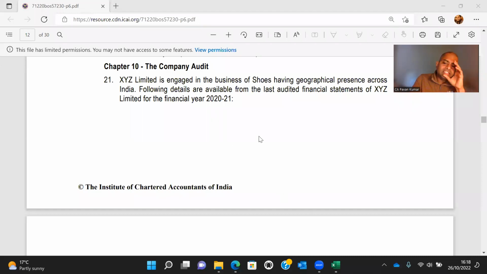Wait. What is the first thing you need to identify when you are reading this question? Is it a private limited company or a public limited company?